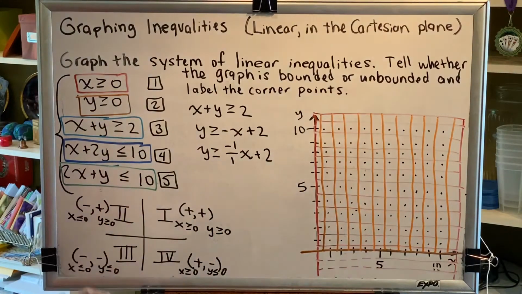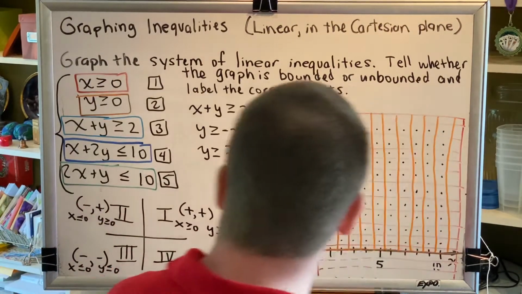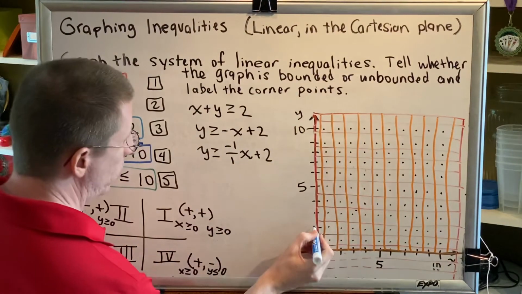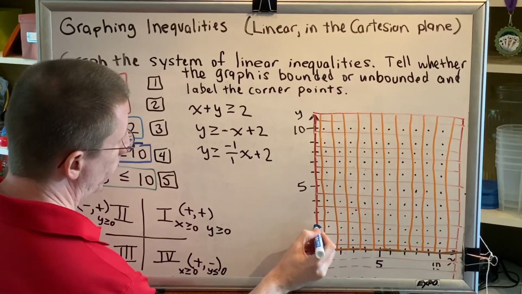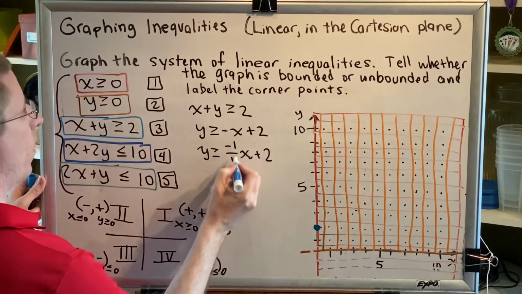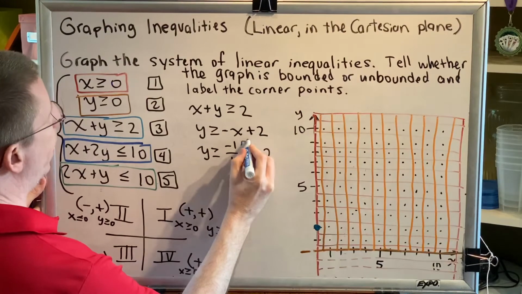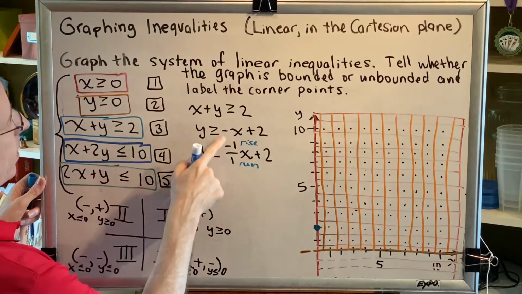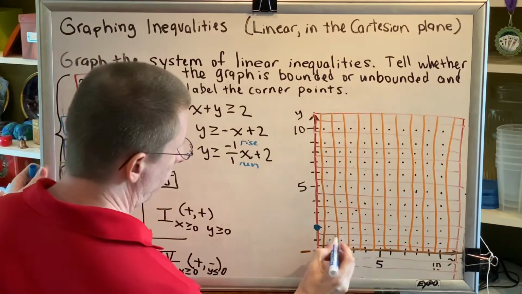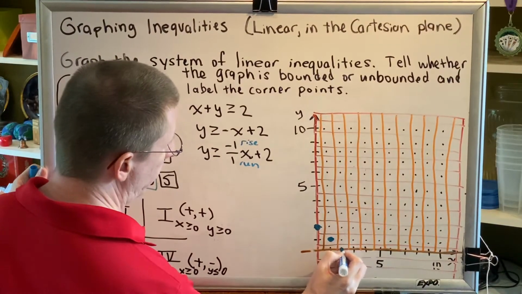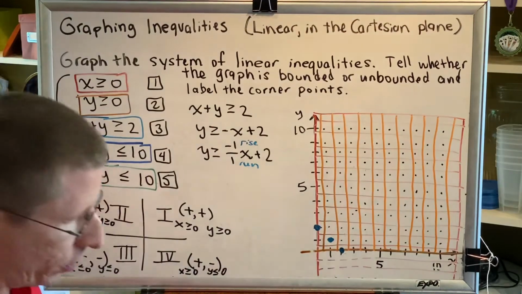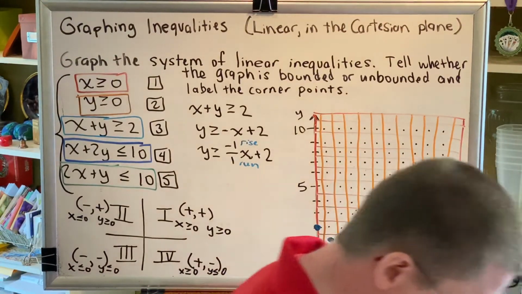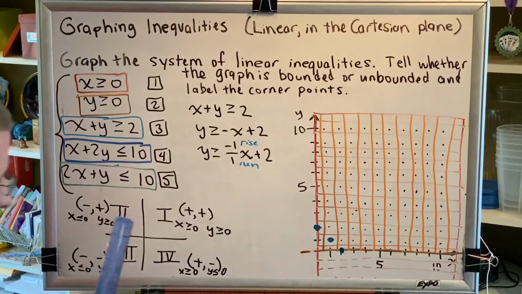And then I can graph this using the slope-intercept method. First, I'm going to graph my y-intercept of 2, which is here. And then I'm going to use my slope of negative 1 over 1 to rise and run to find other points on my line. Down 1, right 1. So that would be this point here and this point here. And I would draw my solid line through those points.